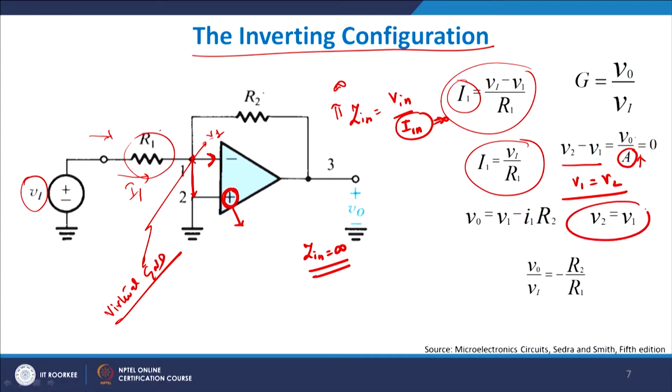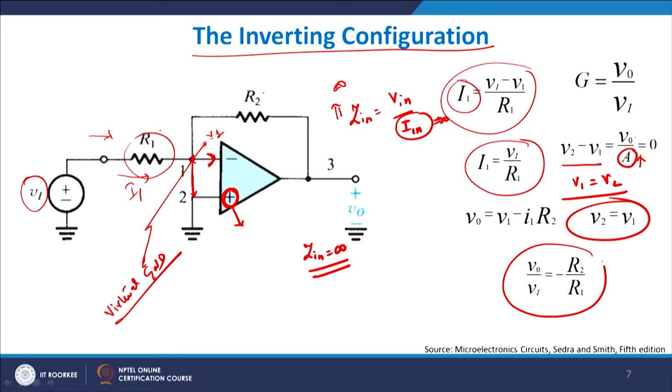That is what I was talking about: whatever voltage is there at terminal 2, terminal 1 also starts to go towards that voltage. This is because of the infinitely large value of amplification, the open loop gain of my operational amplifier. With this knowledge I do a small derivation and I get V0 by Vi equals minus R2 by R1, right, minus R2 by R1.